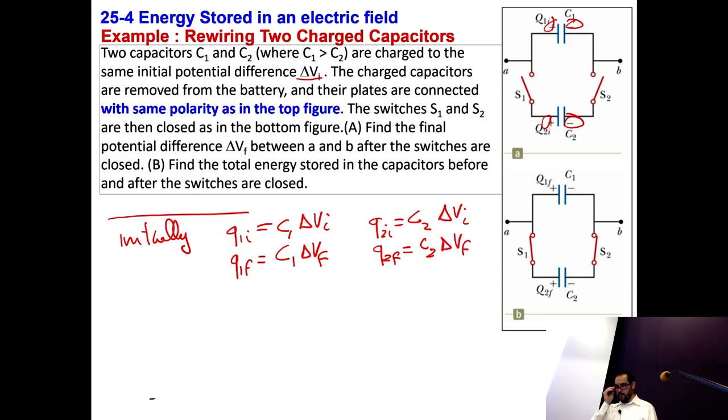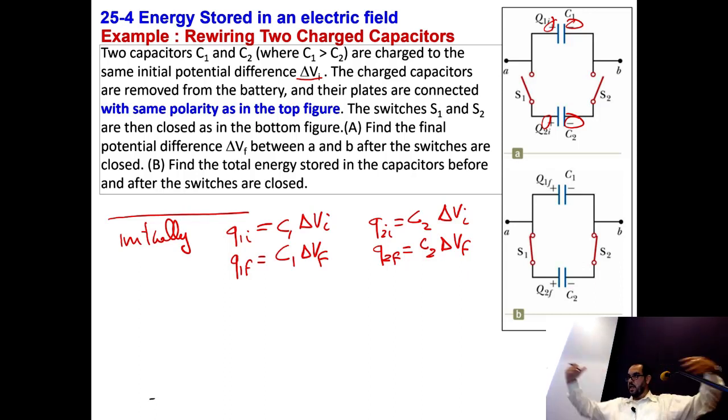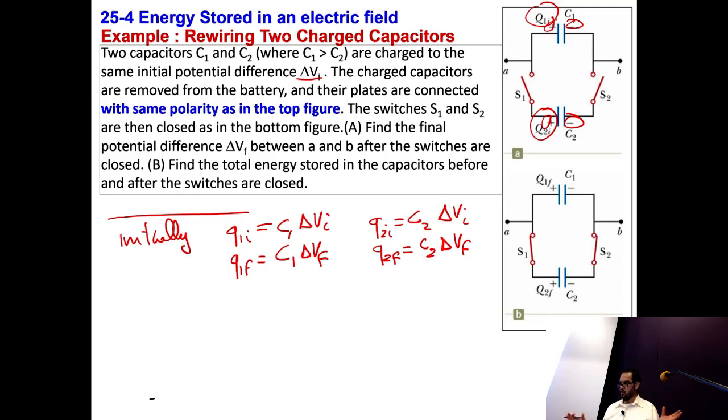Now, is the charge conserved in this case or not? Total charge, is it conserved? Yes, it is conserved. It is conserved because these two capacitors, after they are charged and connected together, are not connected to anything else. This is a positive charge, let's say 100 coulombs here, and 100 coulombs here. When you connect them together, you have 200 coulombs. So the charge is conserved.